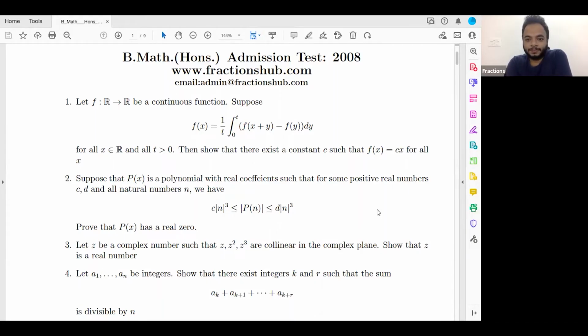Hello everyone. So in this video, we are going to discuss the second problem which came in BMath 2008. The problem says that you have a polynomial with real coefficients and suppose for some positive real numbers C and D, you have that for all natural numbers n, the mod of P(n) is bounded below by C times mod of n cube and above by D times mod of n cube. So we have to prove that f(x) has a real zero.